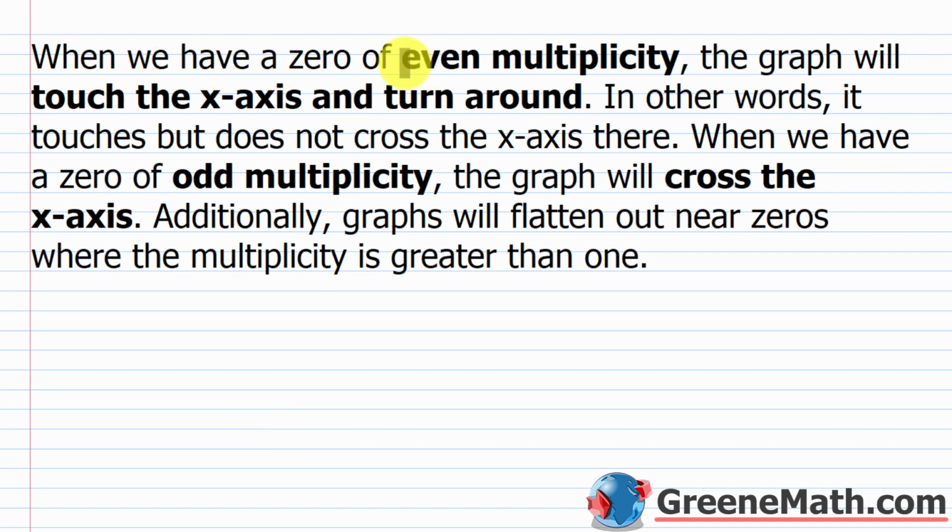So when we have a 0 of even multiplicity, so something like 2, 4, 6, something like that, the graph will touch the x-axis and turn around. In other words, it touches but does not cross the x-axis there.